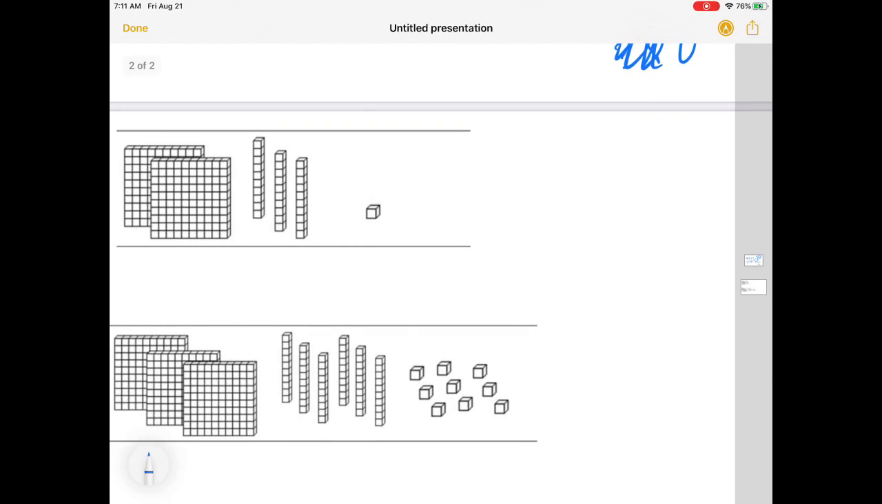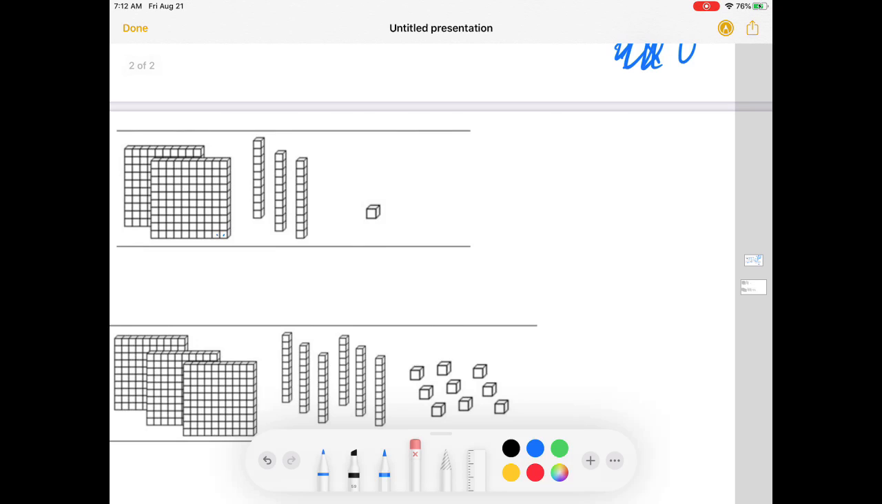When you're counting bricks or base 10 blocks or models, whatever word you like to use, you can count every cube, but that can get very confusing and distracting. So the trick is to remember the value of them. So a bigger square is 100. So there's 100 and 100. A rod is worth 10, and a cube is worth 1.